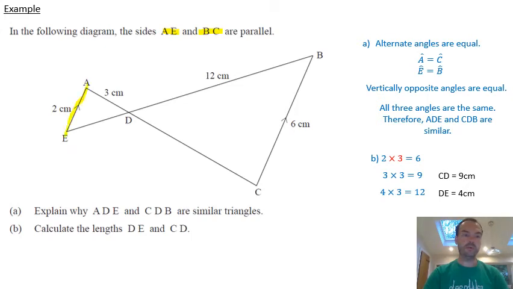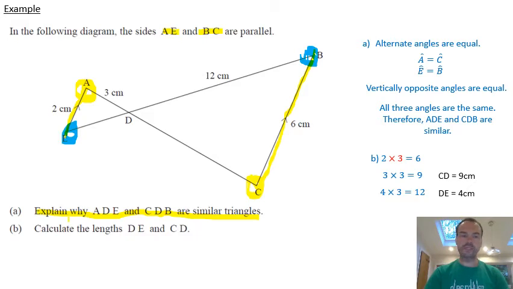So this one's parallel to this one. Explain why the triangles are similar. So alternate angles are equal. Where are the alternate angles on the diagram? We've got two parallel lines. That angle is alternate to this one. This angle is alternate to this one, okay? Which is what we've set up there.